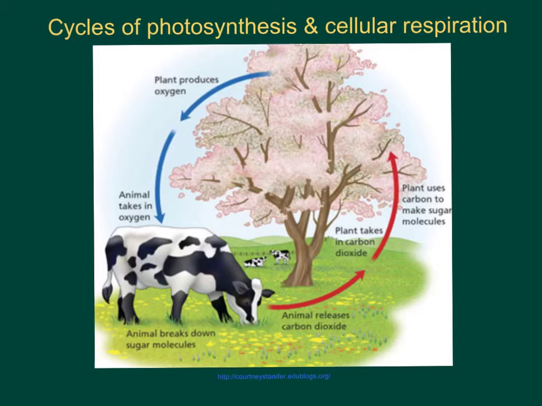If you think about it, these opposite reactions of cellular respiration and photosynthesis are basically two sides of the same coin: creating sugar versus breaking down sugar. They form a nice cycle as depicted in this diagram. Plants take in carbon dioxide and they create their sugars for themselves.